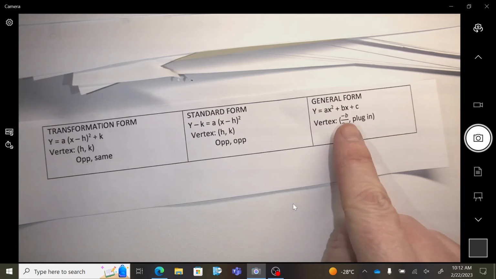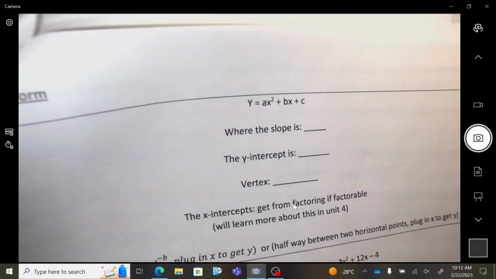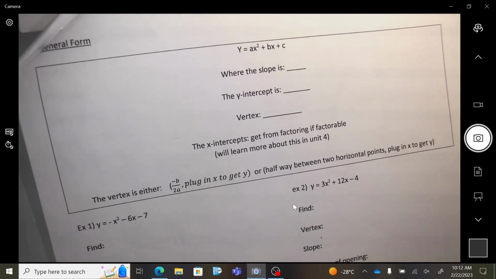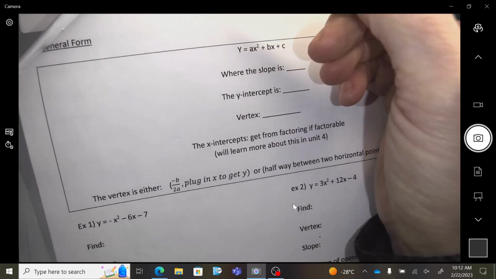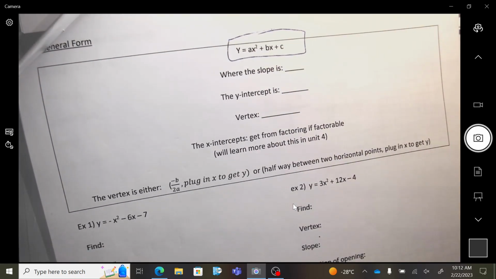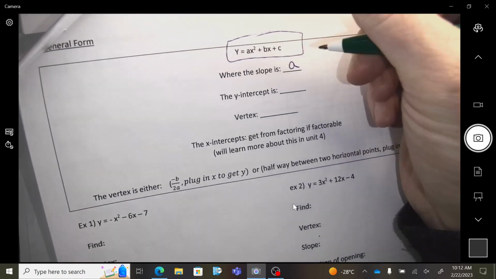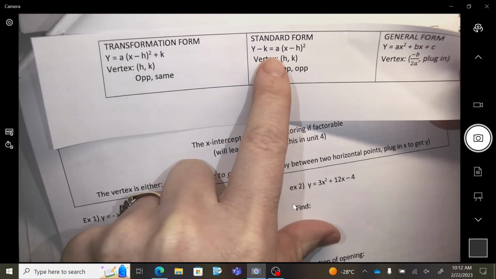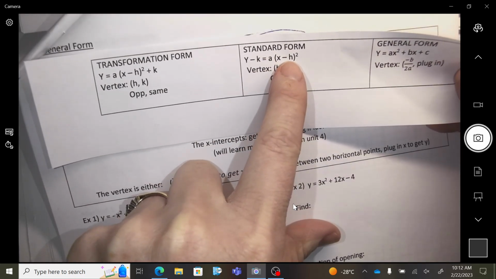All right, so this one today is called general form. Okay, so this is what it looks like. y equals ax squared plus bx plus c. And the slope is the a value again, the multiplier of the x squared, which was the same as last time. So the multiplier in front of the x squared.